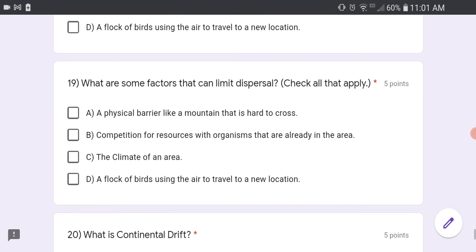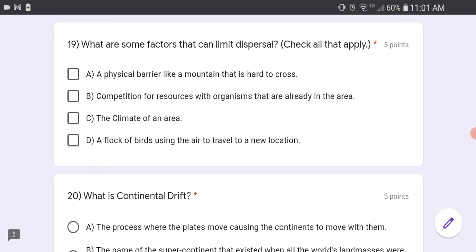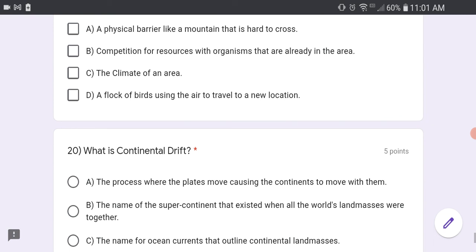Number 19. What are some factors that can limit dispersal? Check all that apply. A. A physical barrier like a mountain that is hard to cross. B. Competition for resources with organisms that are already in the area. C. The climate of an area. D. A flock of birds using the air to travel to a new location.